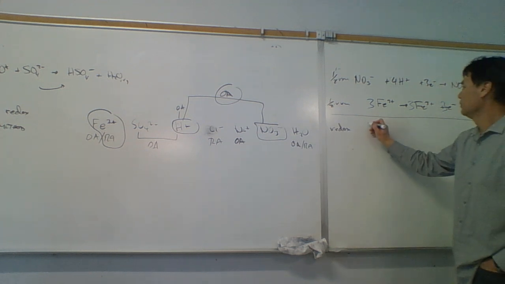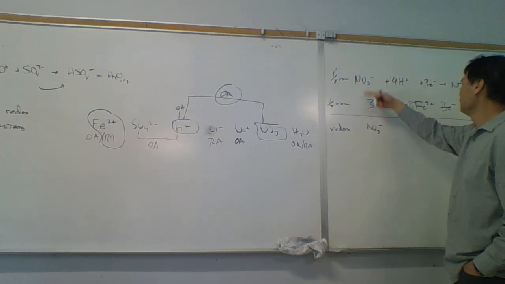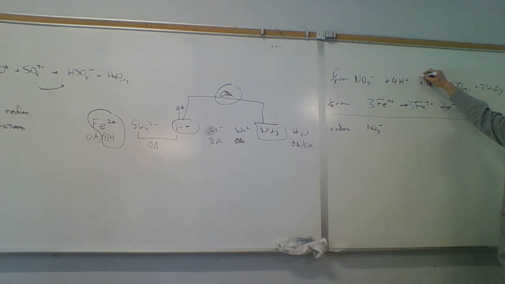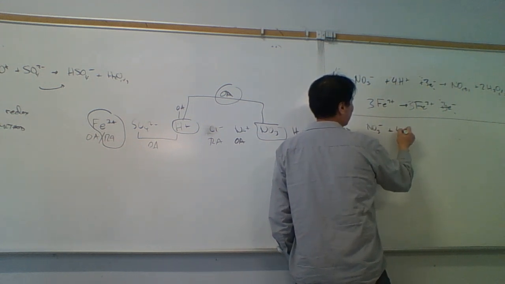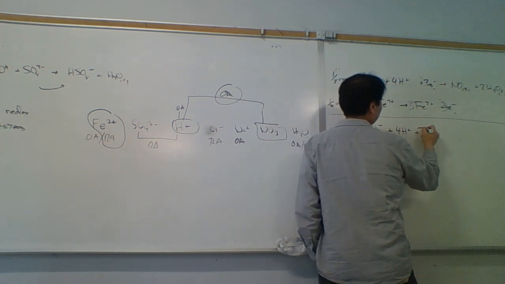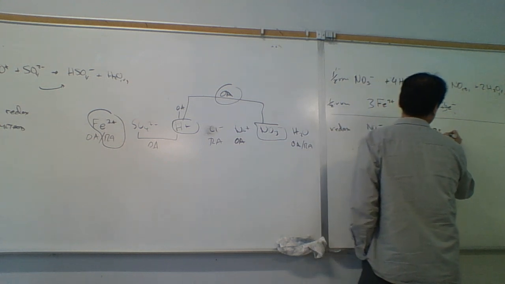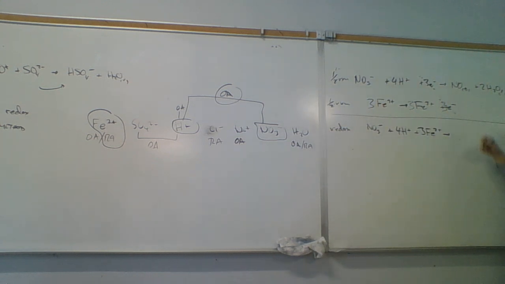So we'll just add all the reactants together. The 3 electrons cancel out like this. They aren't spectators, but they're produced and consumed. So we'll have nitrate plus 4H+ plus 3 Fe2+. Those are all the reactants. And then we'll go to products here: NO gas plus 2H2O liquid plus 3 Fe3+.